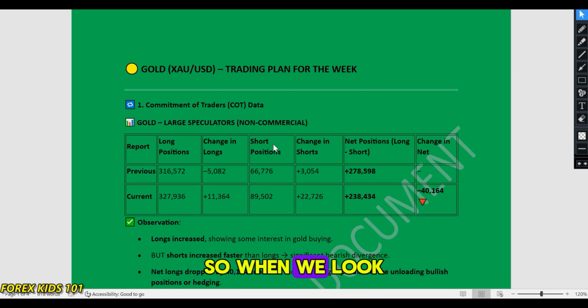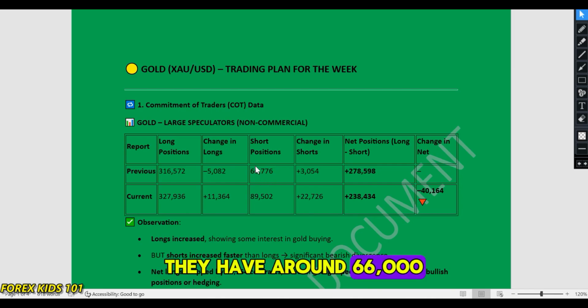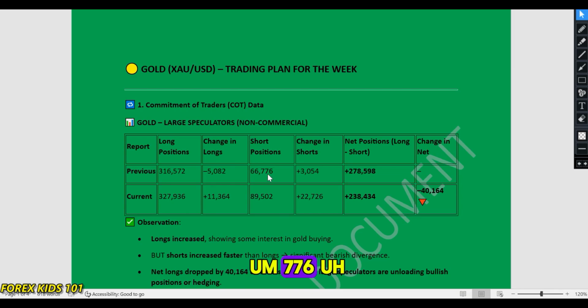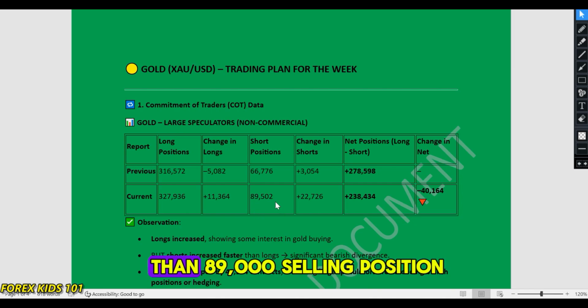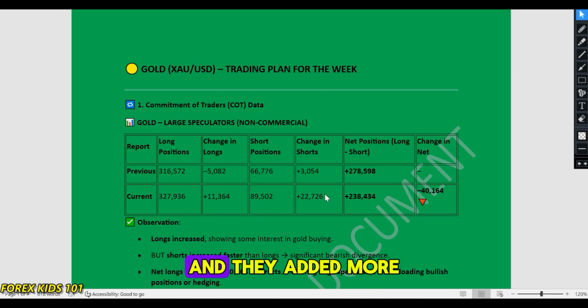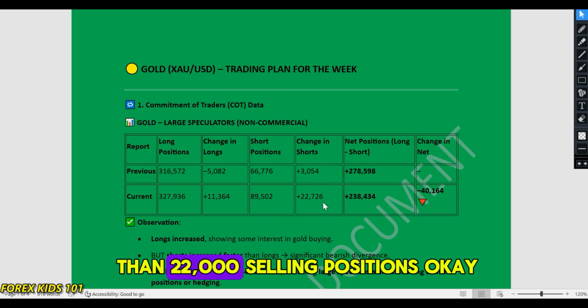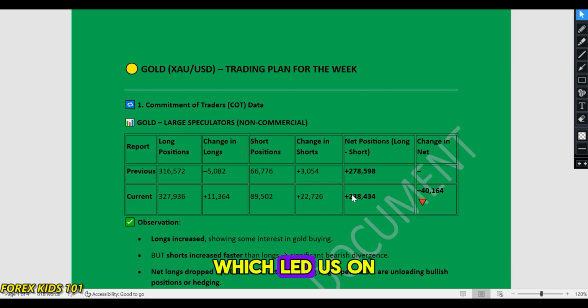When we look at the selling side, guys, you can see what we have on our selling side. They had around 66,776 selling positions. They got that number after adding more than 3,054 selling positions. But you can see on the current week we have a huge change, because we have more than 89,000 selling positions and they added more than 22,000 selling positions, which led us to having this kind of net position.